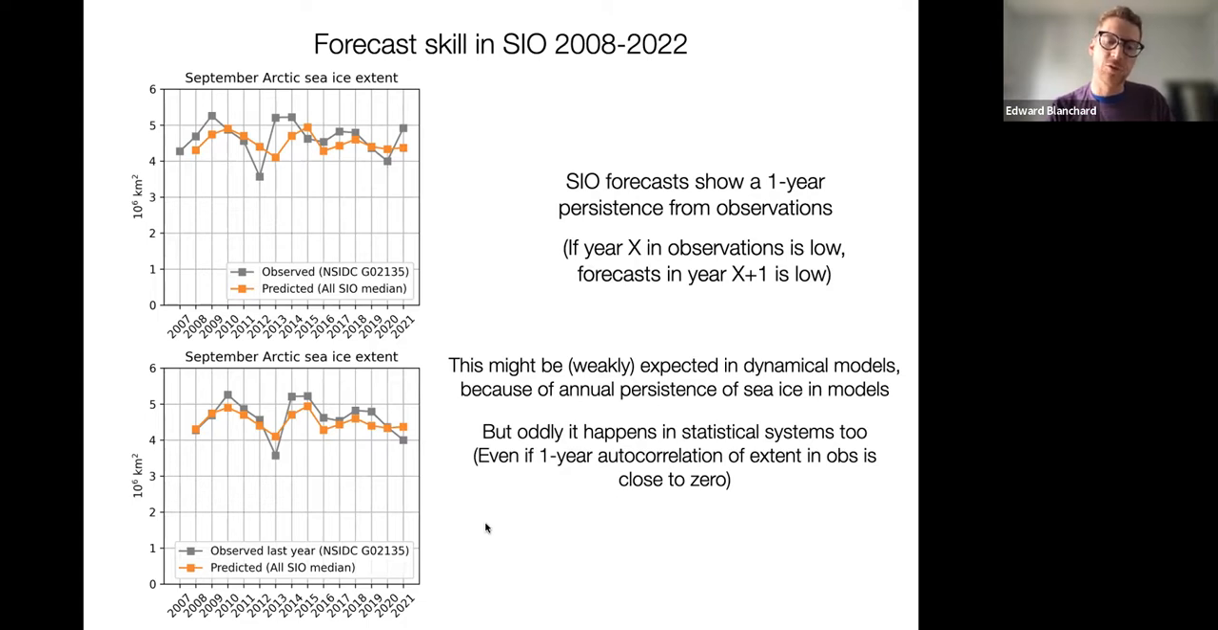So there is this very curious feature which we don't fully understand, and we don't really expect it, because in observations, there isn't really a 1 year memory in September sea ice extent. This is something that we noticed years ago, and as we update these time series, it's still a feature. It's a curious result that we don't fully understand.